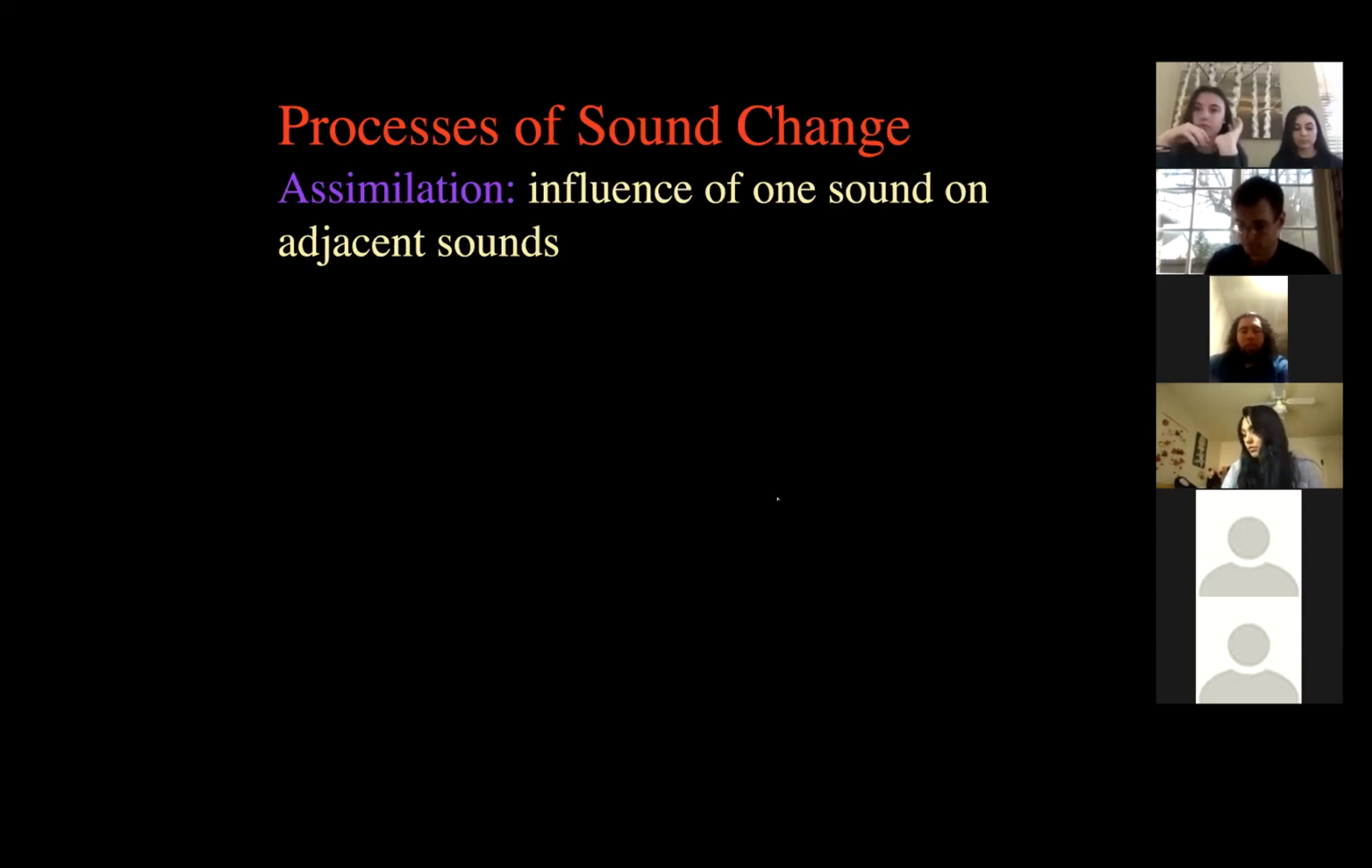All right, so we have the process called assimilation, which is the influence of one sound on sounds nearby or adjacent sounds. And examples of that would be, if I can get this to work, say the word handbag for me. Okay, most of us will not say handbag. We will say it as handbag. But there is no M in handbag. But why do we say an M? Somebody tell me. Because it's easier with the B.